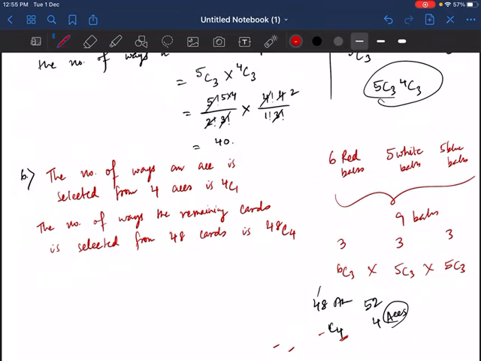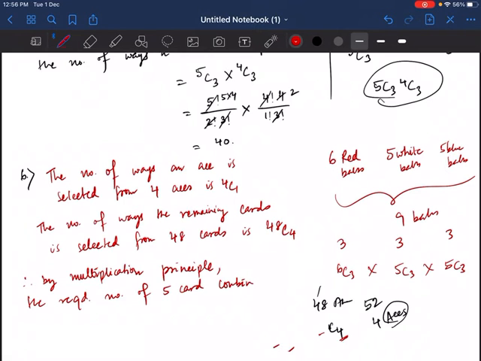So I will write here, therefore by multiplication principle, the required number of 5 card combinations is equal to 4C1 into 48C4. This is how we get.